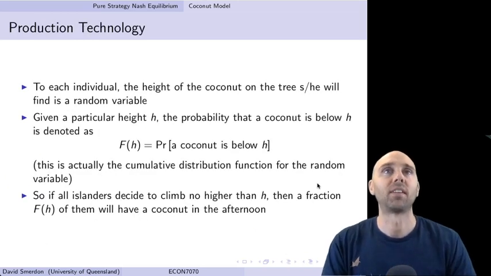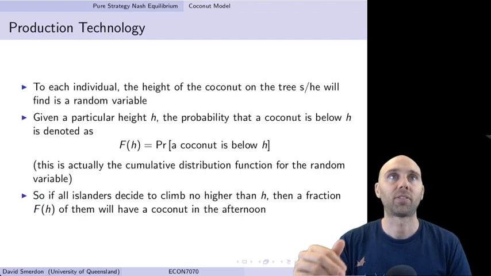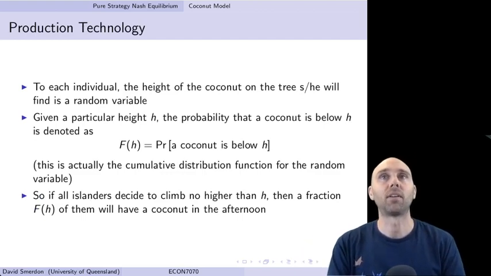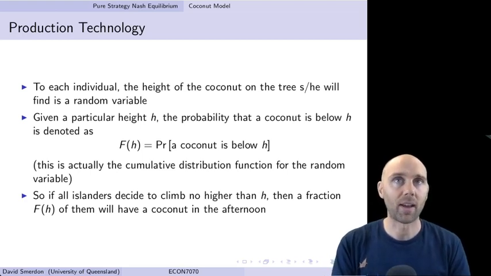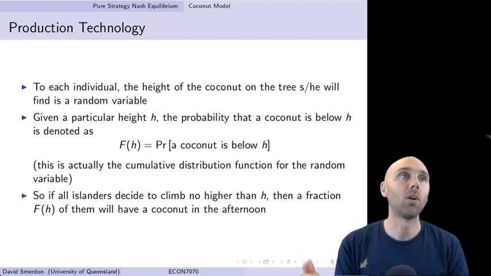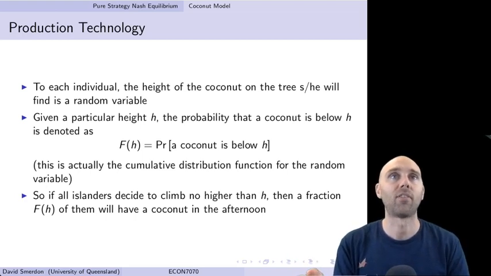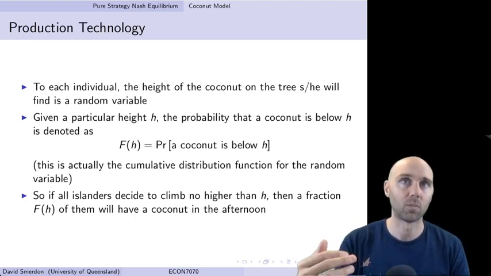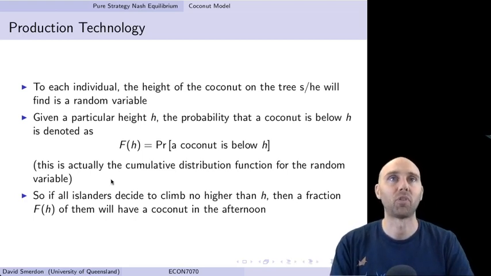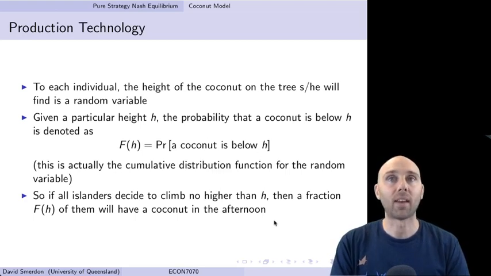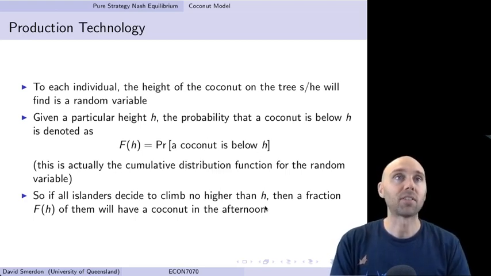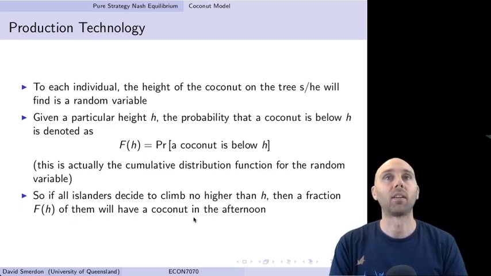Let's talk about the production technology. The height of the coconut on the tree for each individual is a random variable. So given a particular height H, the probability that the coconut is below H is denoted as F of H. This capital F of H you might have seen before, that's actually a cumulative distribution function for the random variable. So if all islanders decide to climb no higher than H, then a fraction of them, F of H, will have a coconut in the afternoon.